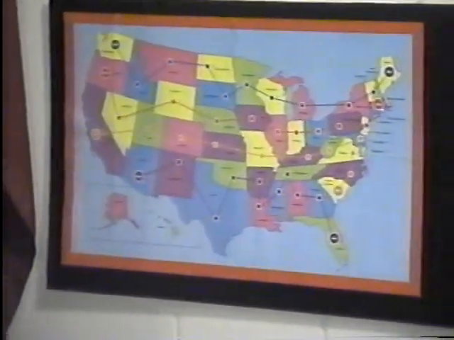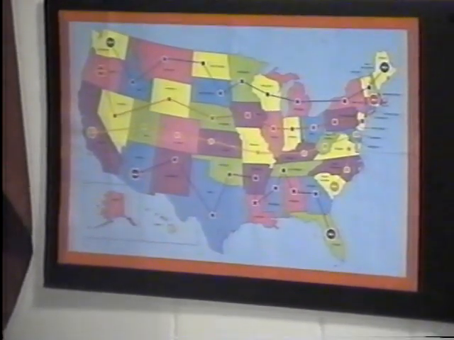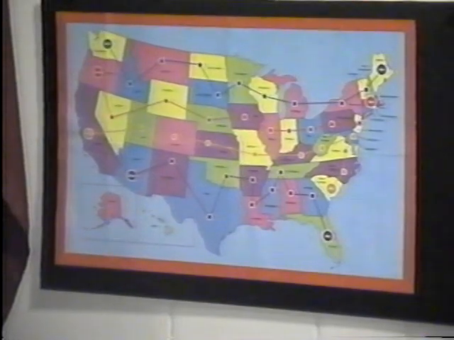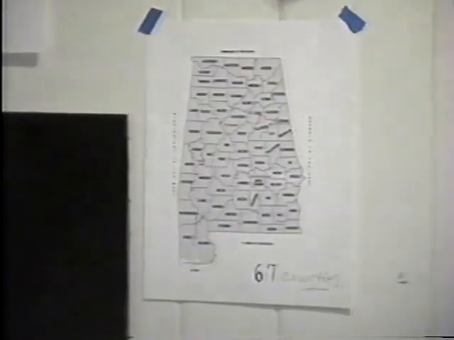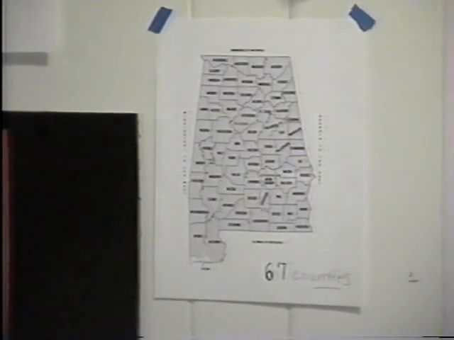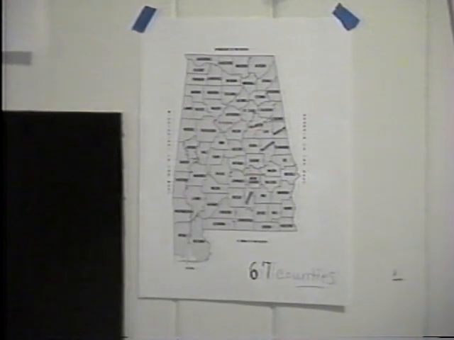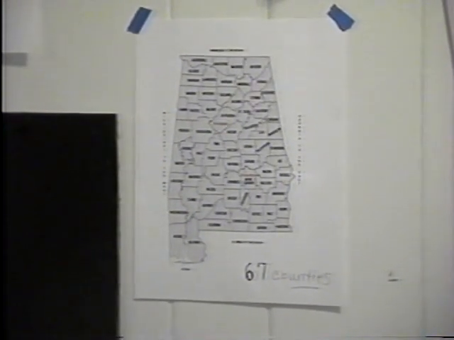On the wall we have the United States. Zarian locates the state and says the name of the state, and Versailles names the capital. Next to it we have the state of Alabama with counties broken down. How many counties are there in the state of Alabama? 67. 67 counties.